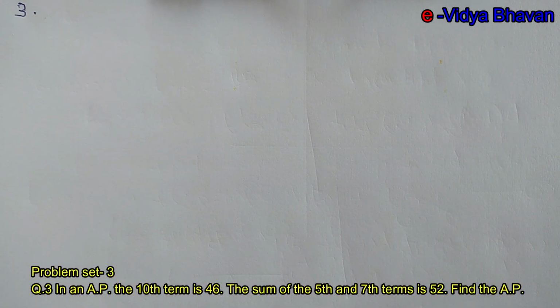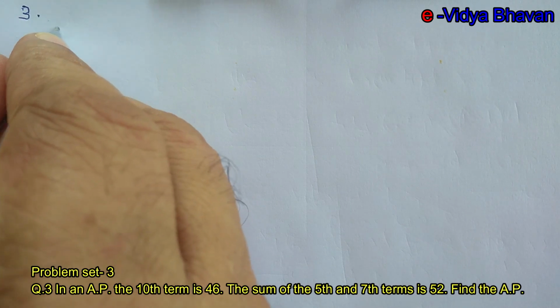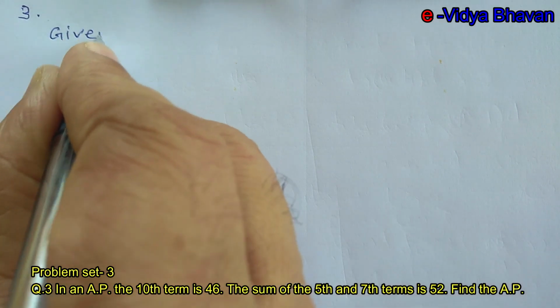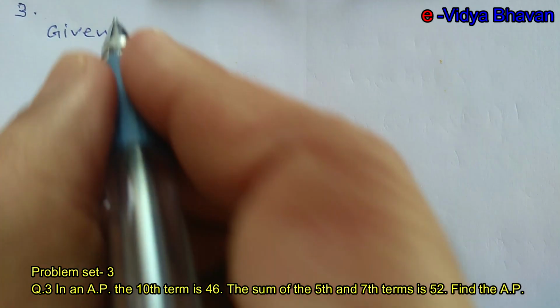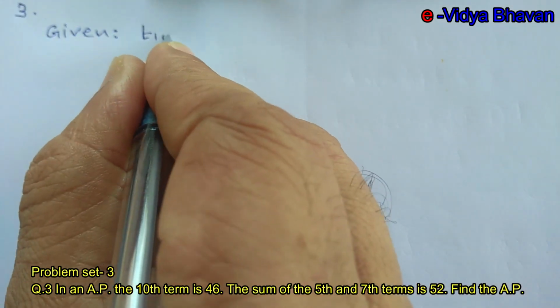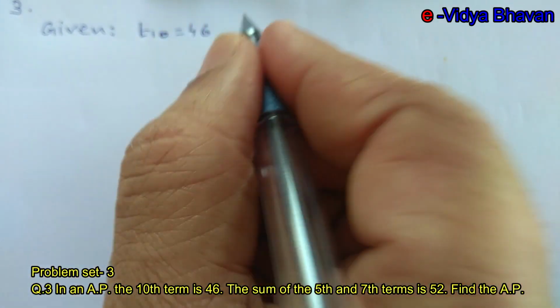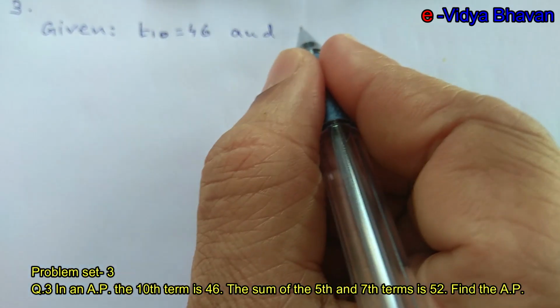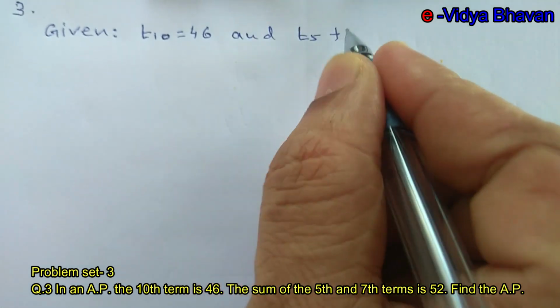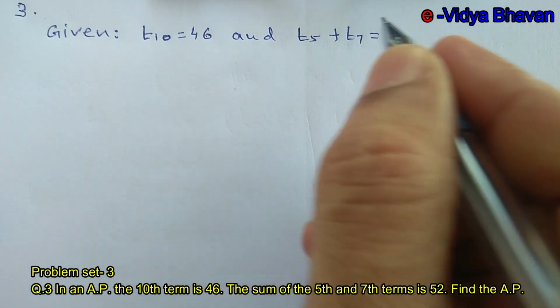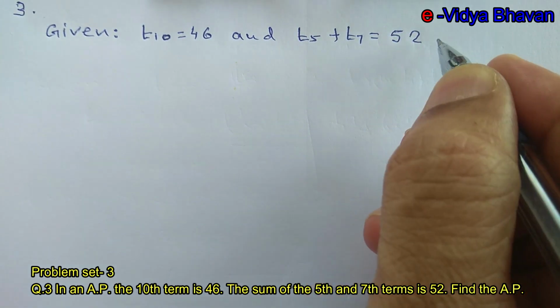Question number 3. In an AP, the 10th term is 46. The sum of 5th and 7th term is 52. Find the AP. So first we will write down the given. Tenth term is given 46, and fifth term plus seventh term is given 52.